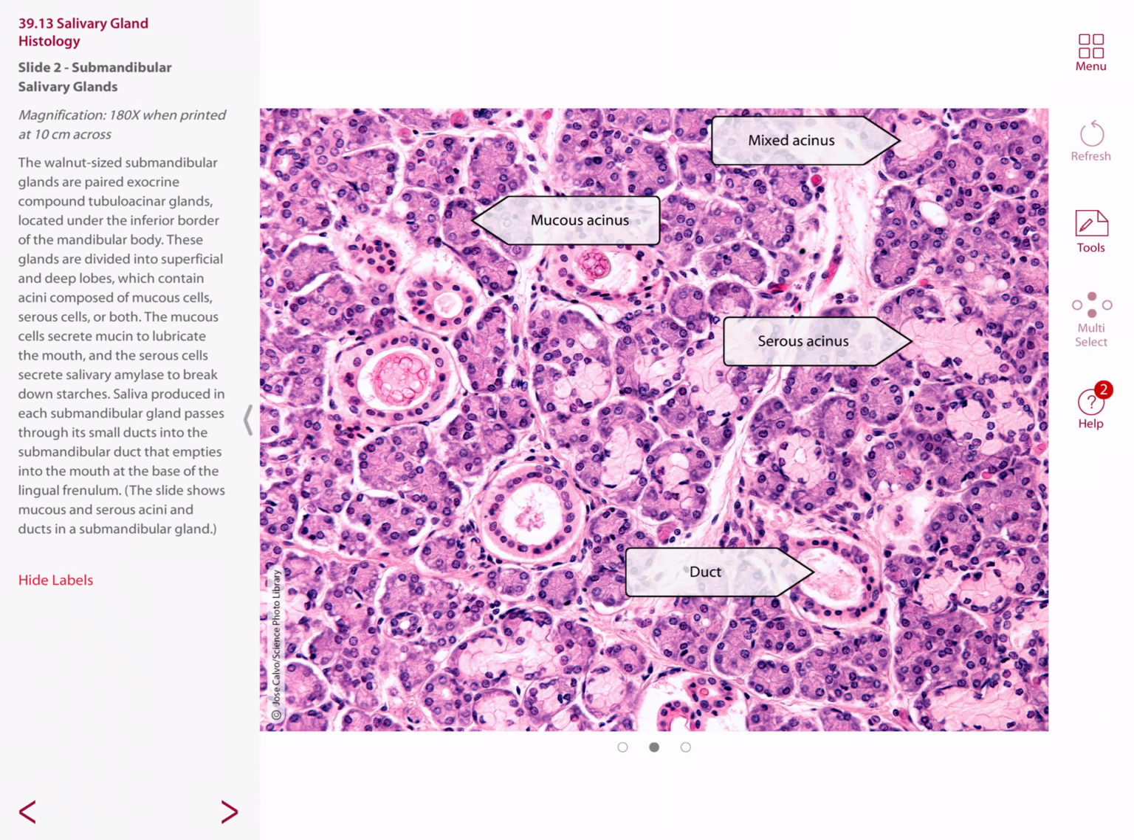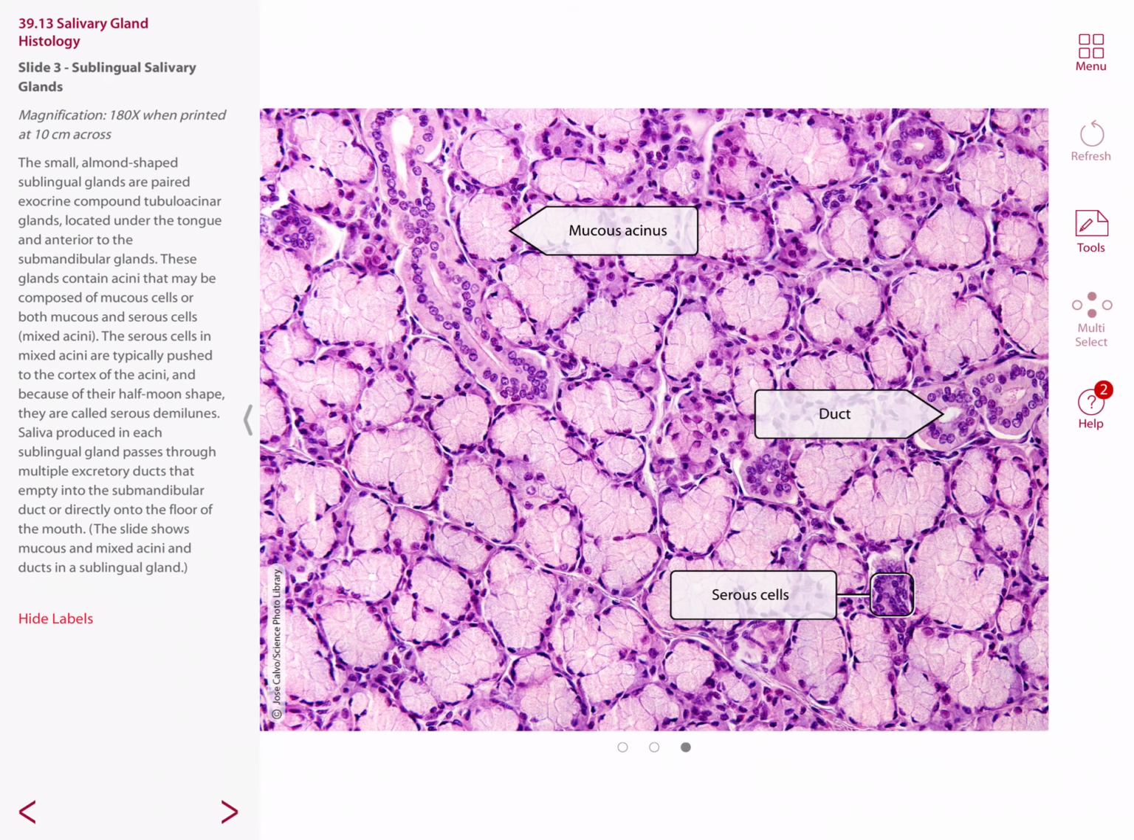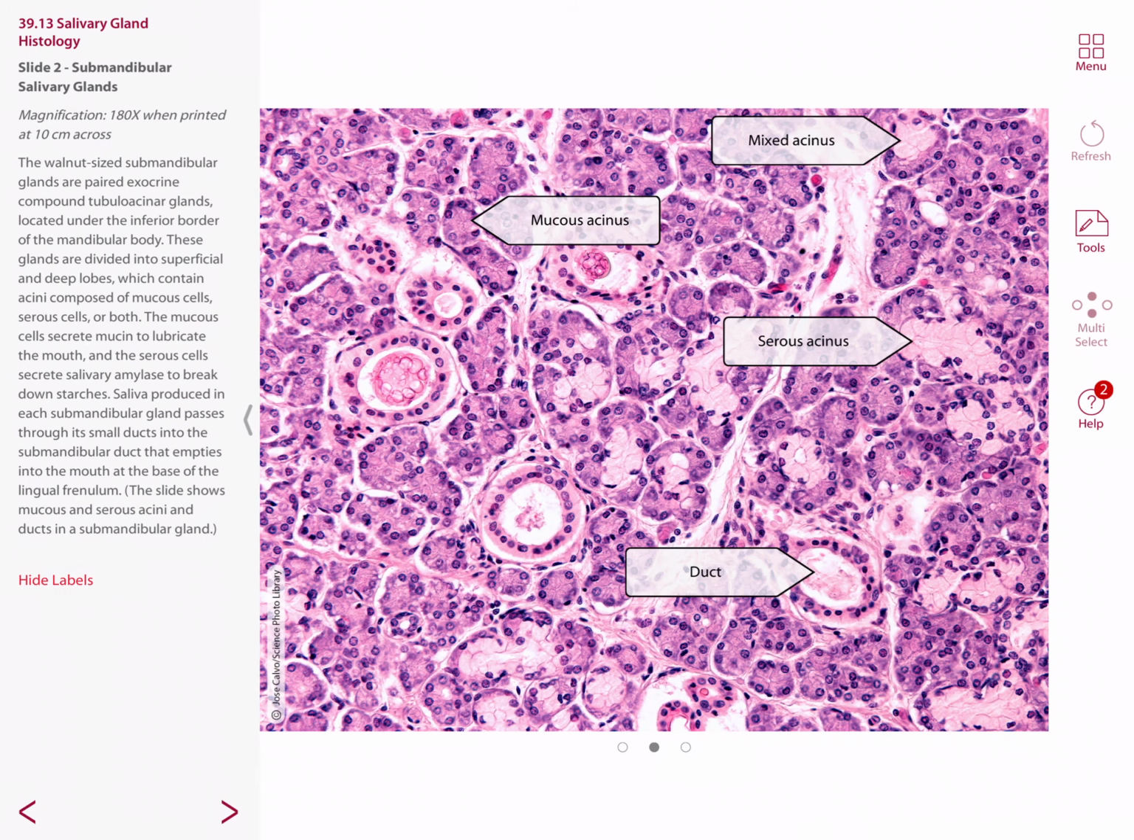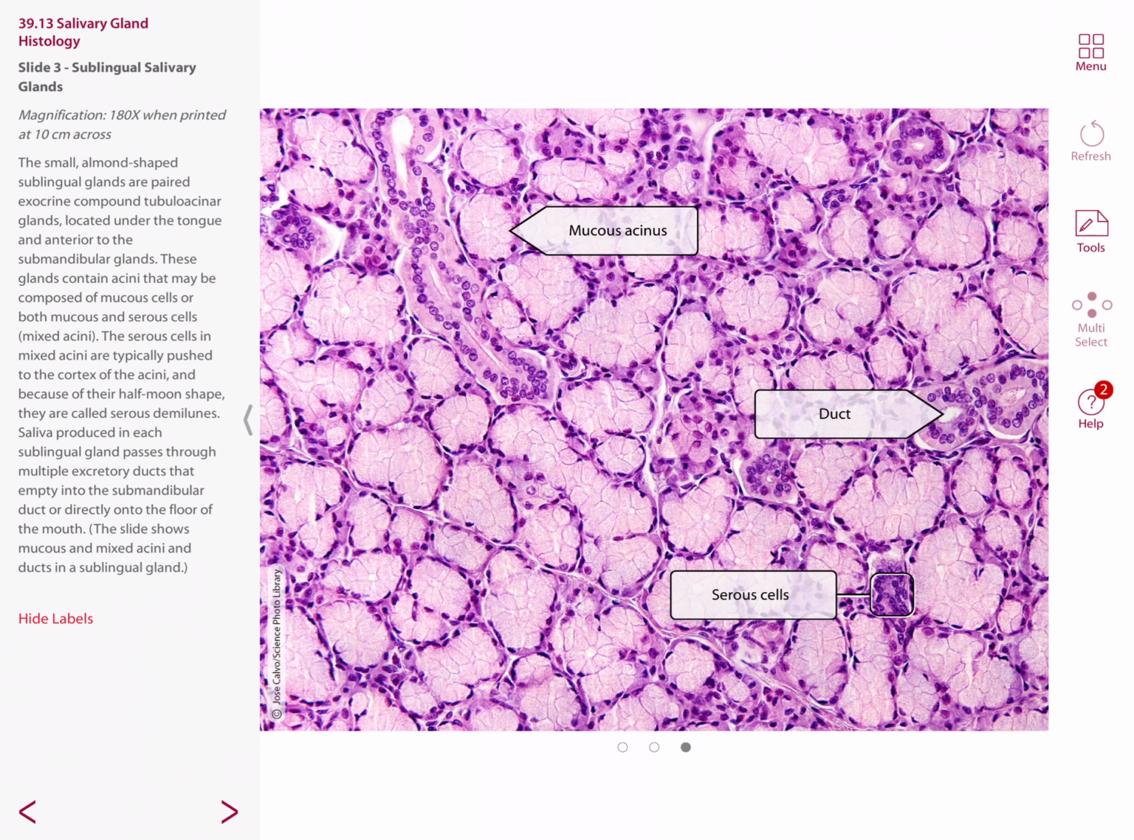Next up, we've got the submandibular. Same types of cells, serous acinus and mucus acinus. The mucus obviously producing the mucus, whereas the serous acinus is going to be producing that salivary amylase to break down starches. Next up, we've got the sublingual gland. A little bit different composition. So you can see here we've got more mucus cells, fewer serous cells.